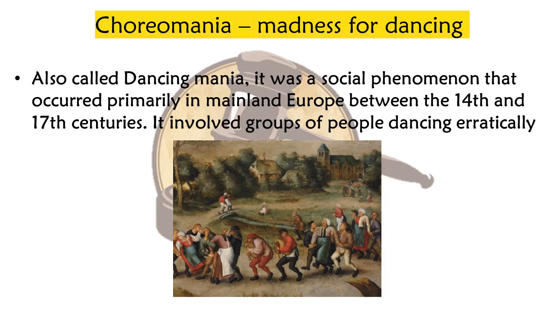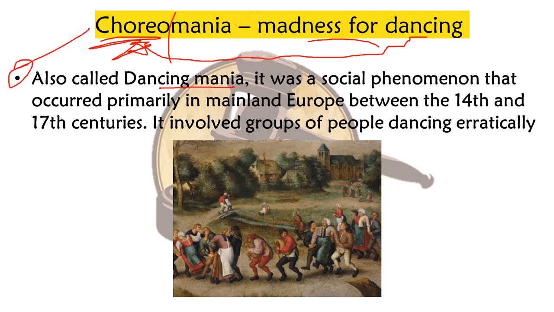Next is choreomania. If you break this down, choreo could be something related to dance, and you know the meaning of mania. So, madness for dancing. Also called dancing mania. Now this is just something extra, a fact related to this.